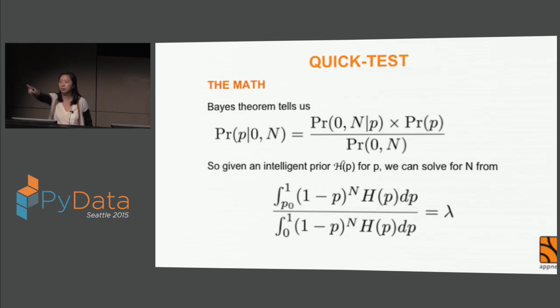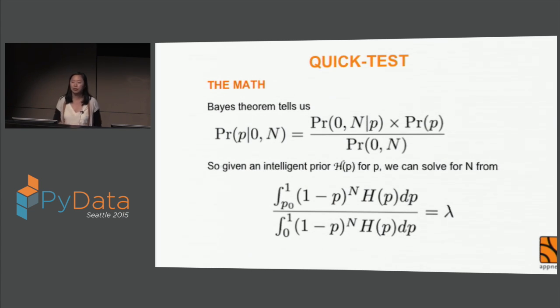You mentioned that you used a more intelligent prior other than just a uniform prior over possible values. Can you expand on that? We use the beta distribution. I think we used the Jeffreys prior.